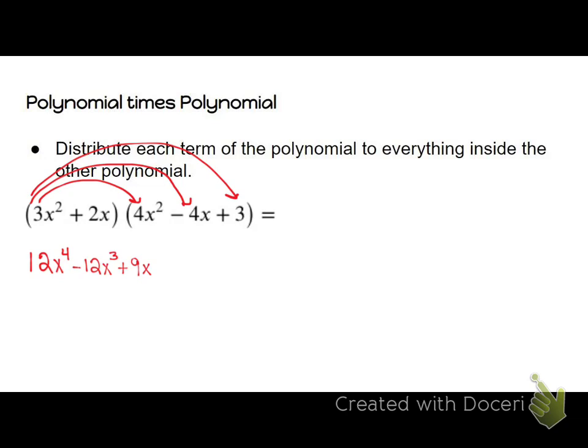Oh my gosh, am I done yet? No, because now I'm going to distribute my 2x. I'm going to take this 2x and distribute it to everything inside this polynomial again. So, Alec, when I distribute my 2x times 4x squared, what is that going to equal? 8. Okay. And then what about my x's, my exponents? X to the what?